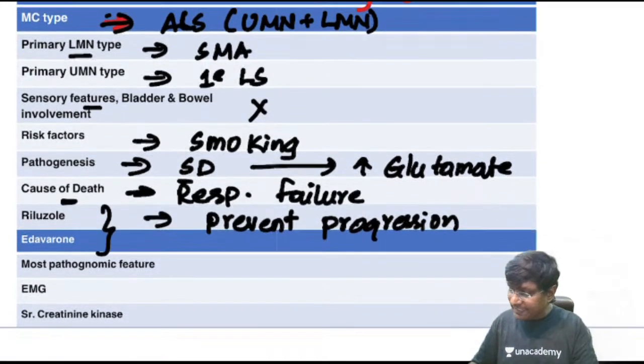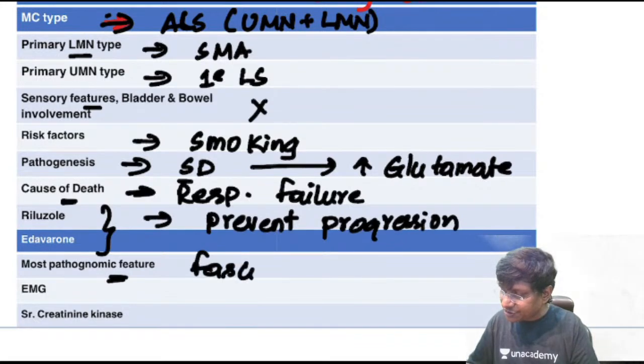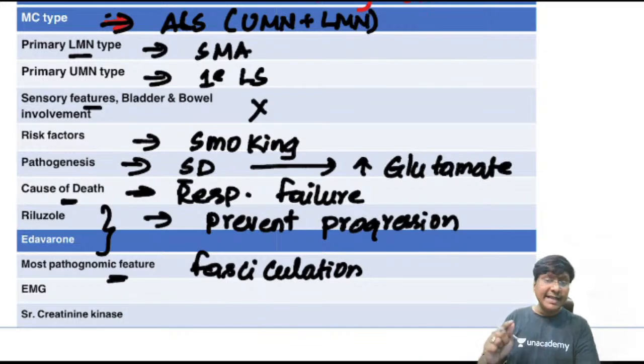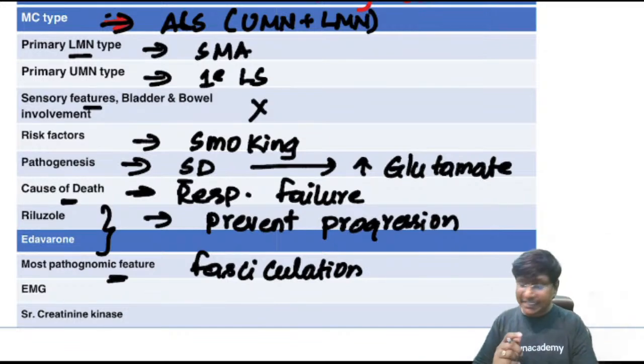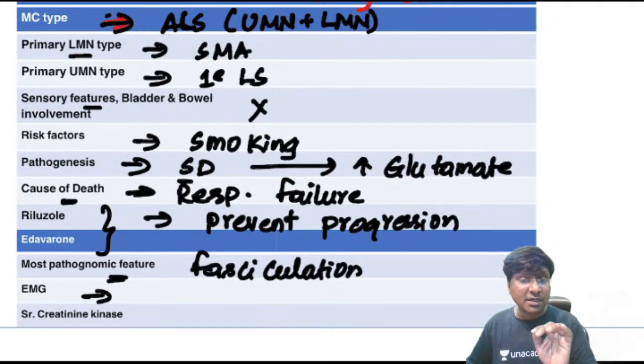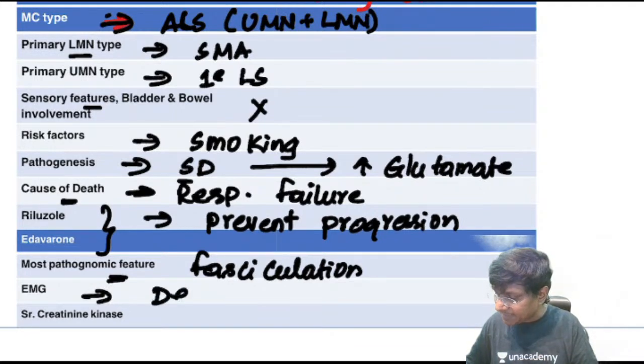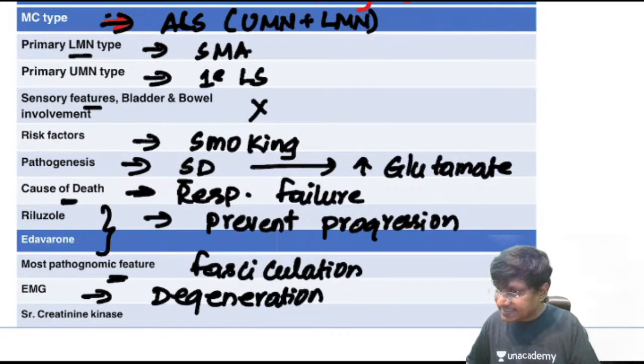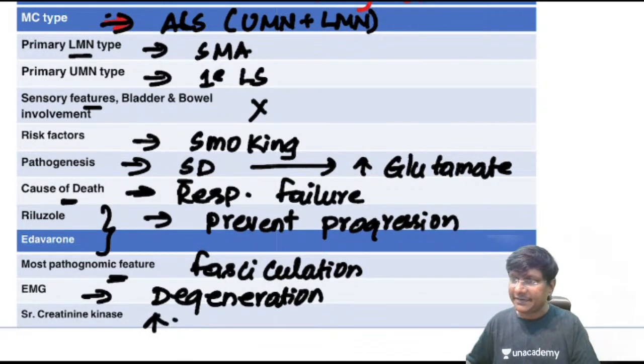Now, what is the most pathognomonic feature of motor neuron disease? That will be fasciculation. Right? Now, what will the electromyography show? The electromyography will show that there is degenerated nerve or degenerated muscle. Okay, and serum creatine kinase levels will be elevated.